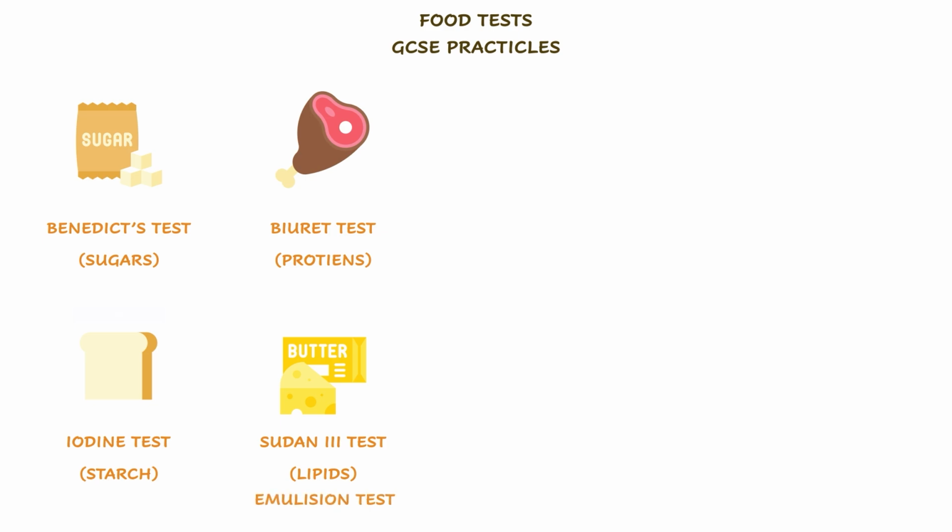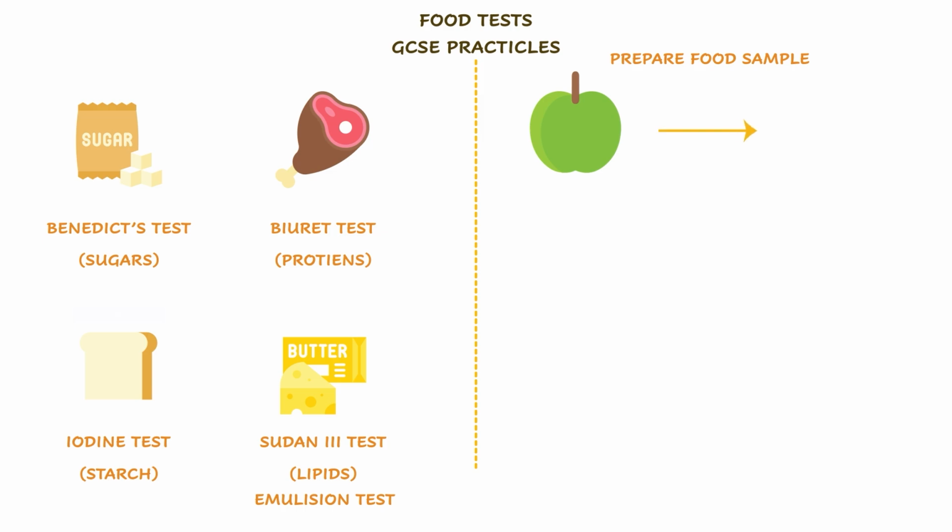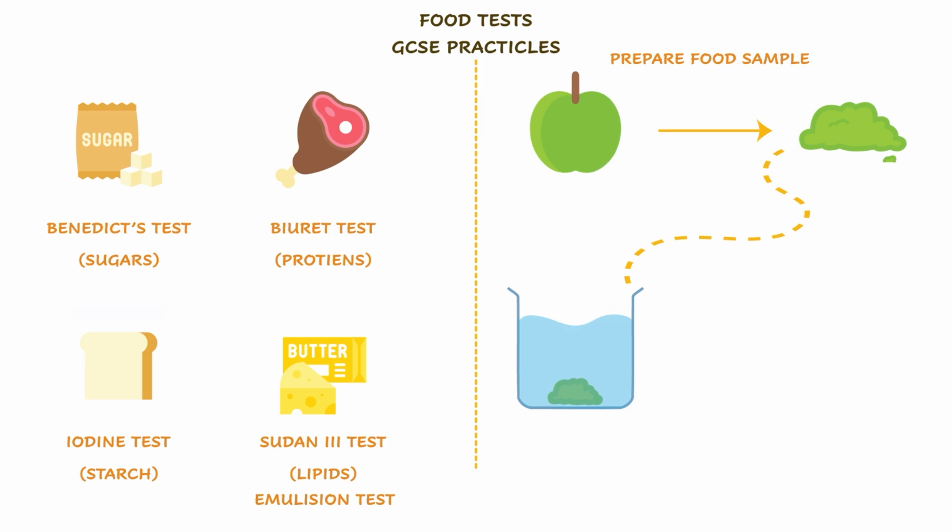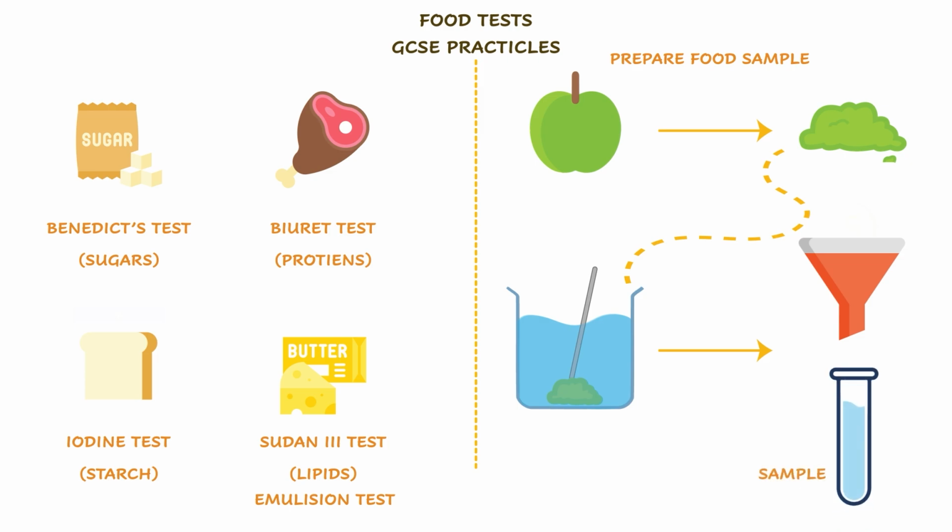One key step that all these tests share is preparing your food sample. To start, take your food item and crush it using a mortar and pestle. Transfer the crushed sample into a beaker and add some distilled water. Use a glass rod to stir the mixture, helping some of the food to dissolve. Next, you'll need to filter the mixture using filter paper and a funnel to remove any solid particles. This leaves you with a liquid sample, ready for testing.